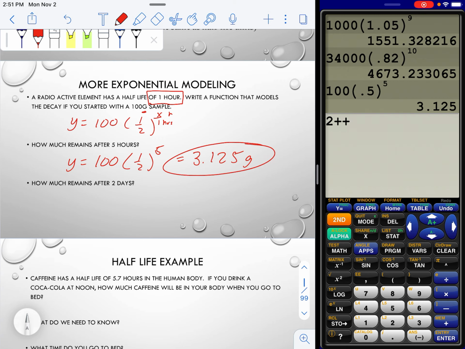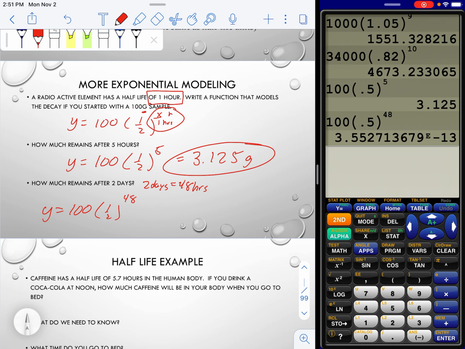How much remains after 2 days? Well, our time up here is in hours, so 2 days is the equivalent of 48 hours. So that's going to be our exponent. So 100 times 0.5 raised to the 48, and that's a very, very small number: 3.5527 times 10 to the negative 13th power grams remains.